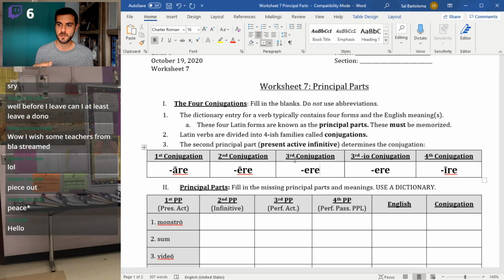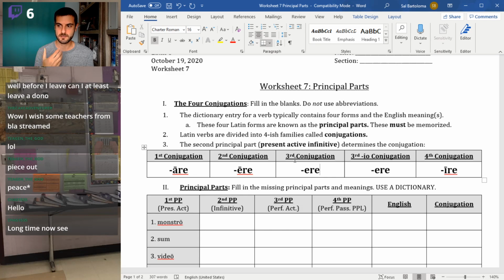Third -io is going to be, what's up, Chaz? Third -io is going to be facio, facere; capio, capere; anything that's got the -io.